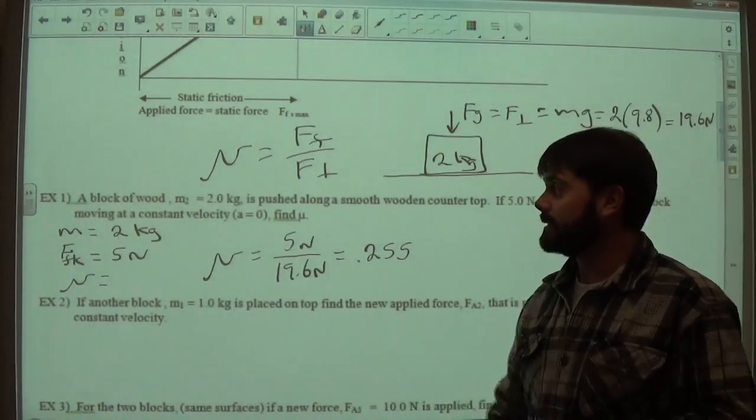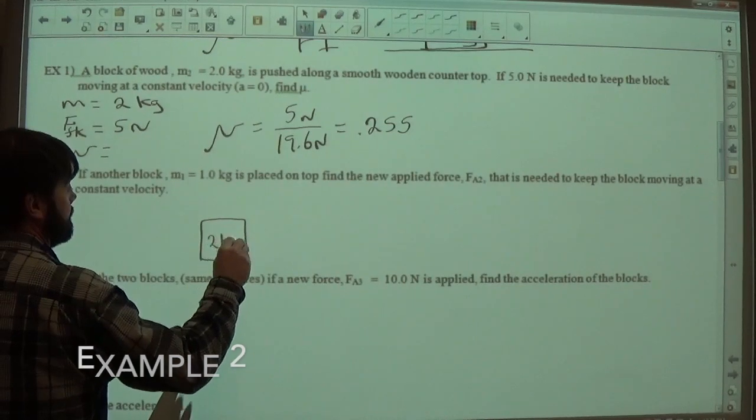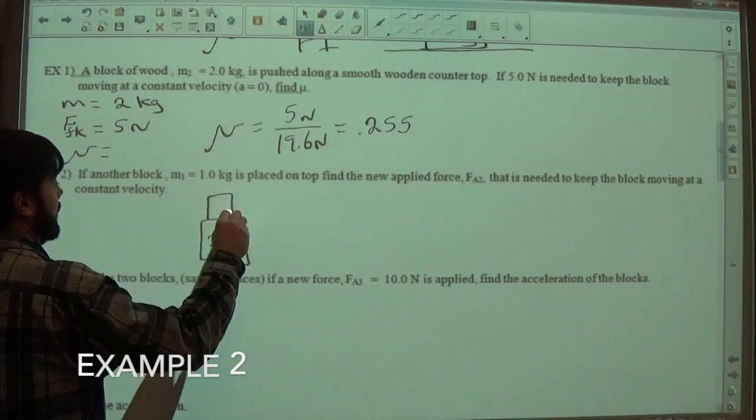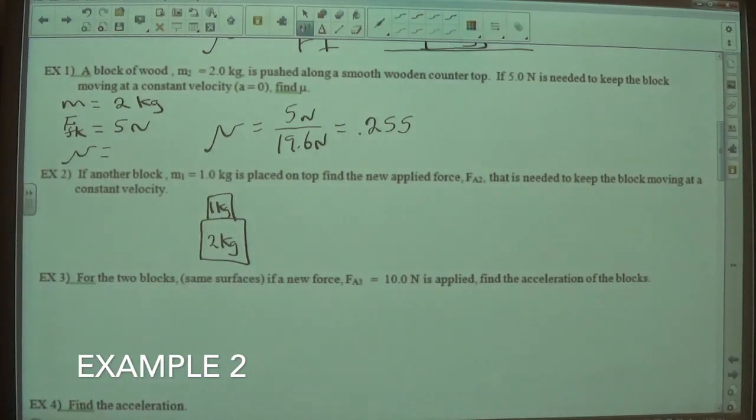So example number 2 goes something like this. We have 2 kilograms here, and then we have a smaller block on top, which is 1 kilogram. And they're asking us to find something else though now.